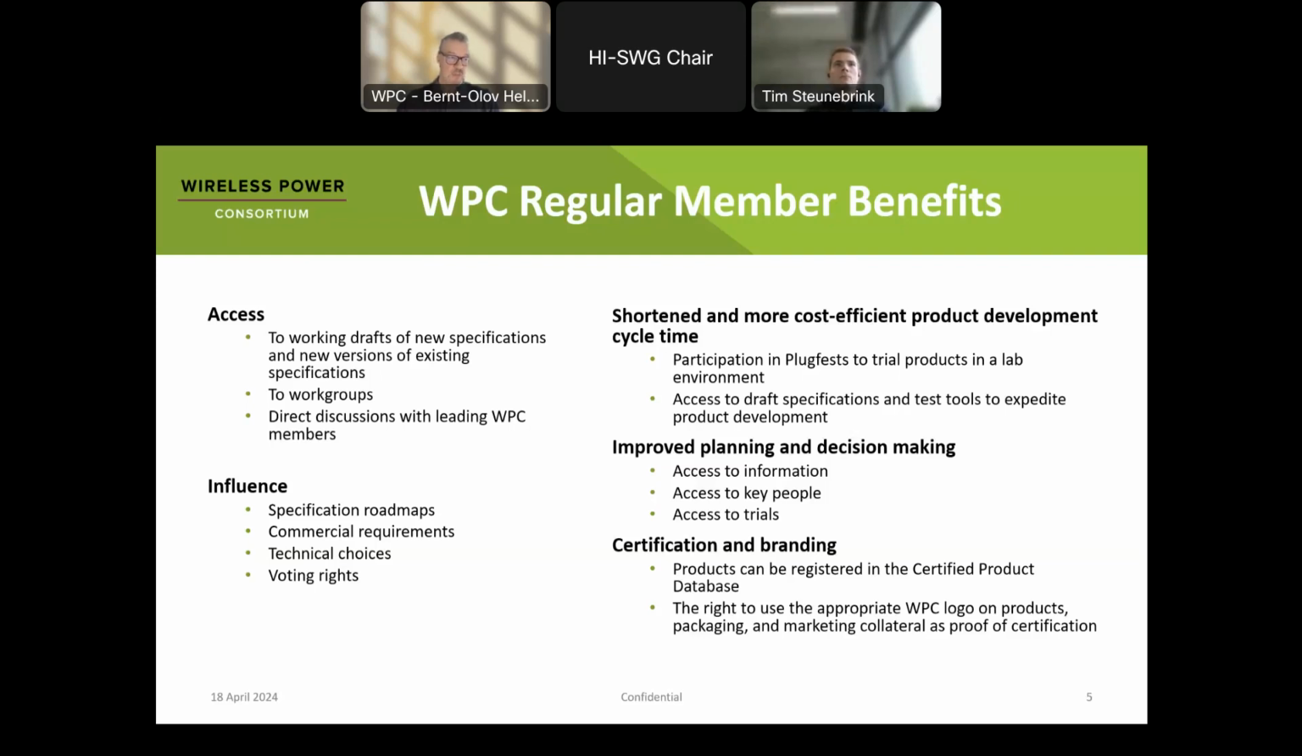The certification and branding is important, so the product can be registered in the certified product database in WPC. You also will have the right to use the appropriate WPC logo on the product's packaging and market collateral as proof of certification.